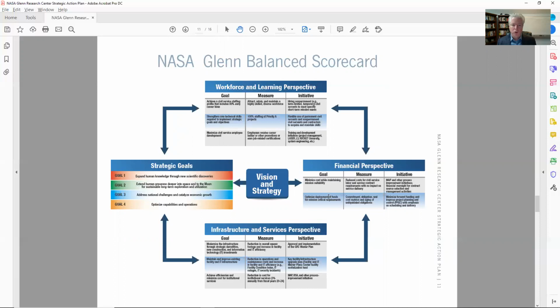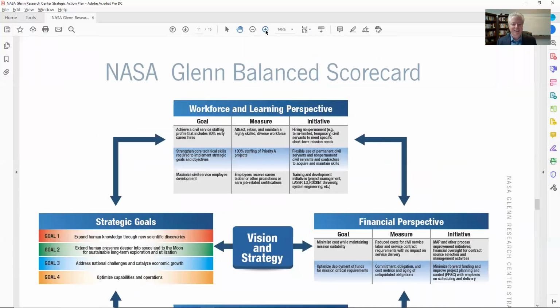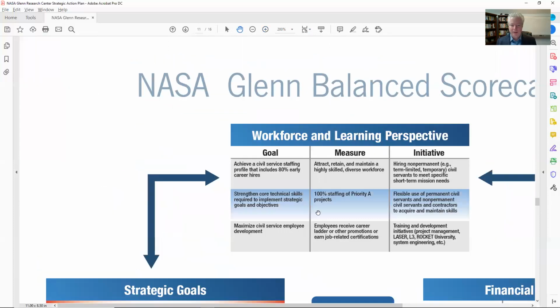You notice there's more goals, 1, 2, 3, 4, 5, 6, 7, 8 goals listed. But up above, there was only 4 goals. So now I want to dig in. I got a touch screen. That's why I'm leaning forward, but it's not working. So let's start with just this one box here, workforce and learning.